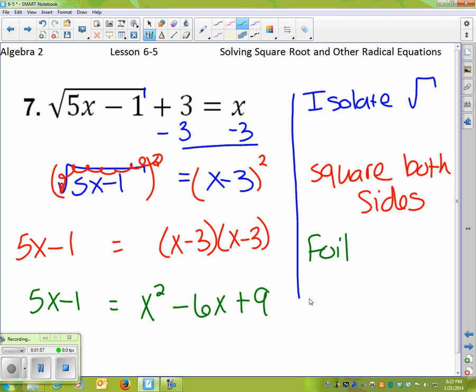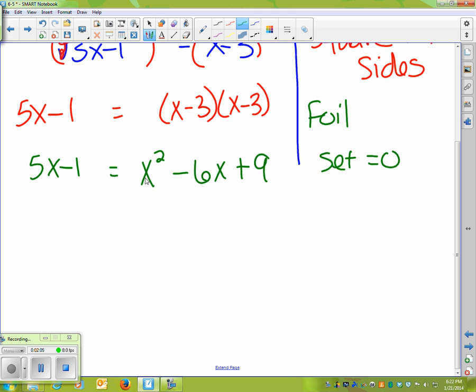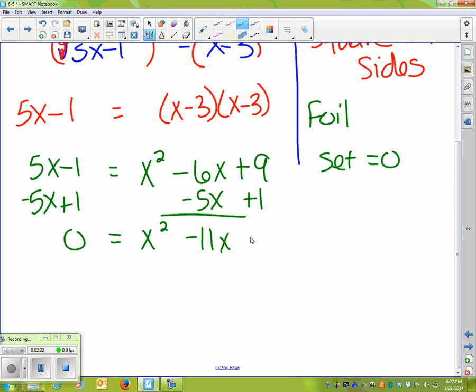Now I need to get everything to one side of the equation. I want to set it equal to 0. Keep the x squared positive, so I'm going to move everything over to the right-hand side. Subtract the 5x and add the 1. That gives me 0 equal to x squared minus 11x plus 10.